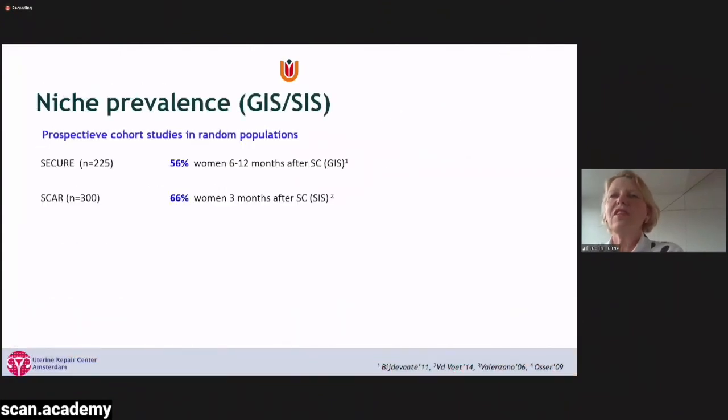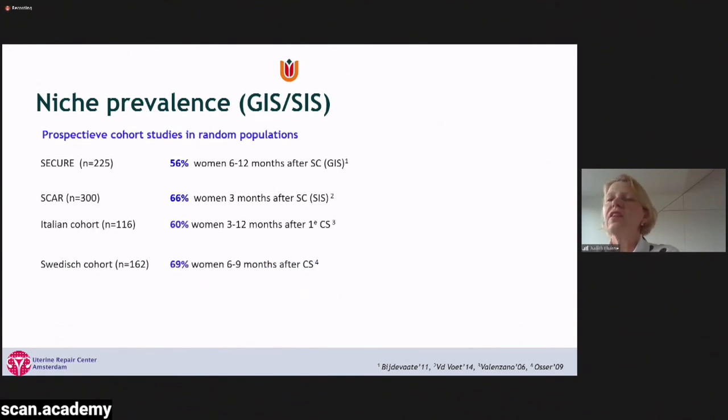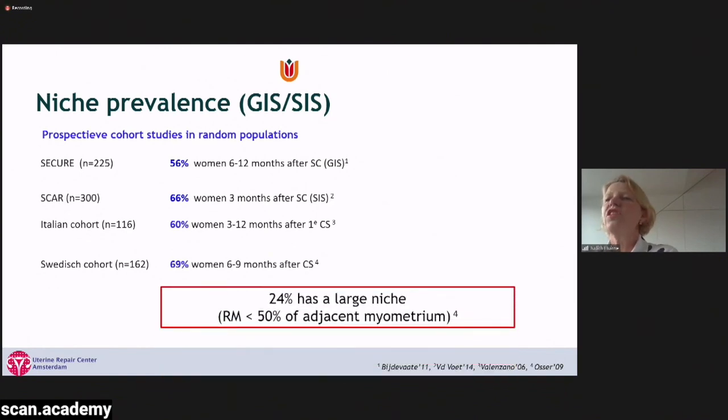As I discussed, niche is very prevalent, and it can be identified in approximately 60% of all women using sonar hysterography. And the same numbers are identified in 2 other cohort studies, but these are all niches with a depth of at least 2 millimeters. So this includes also small niches. And if we focus on the more large niches, then this could be identified in approximately 24% of all women.